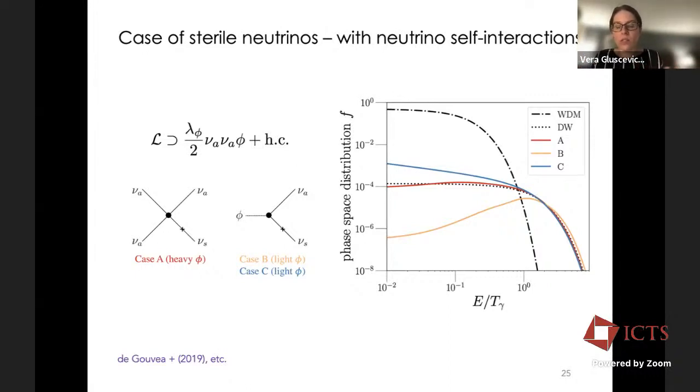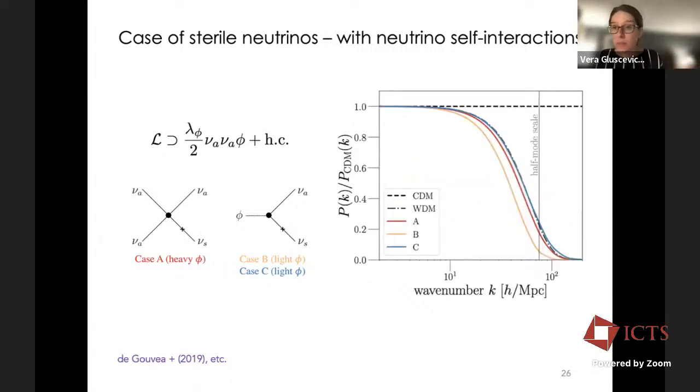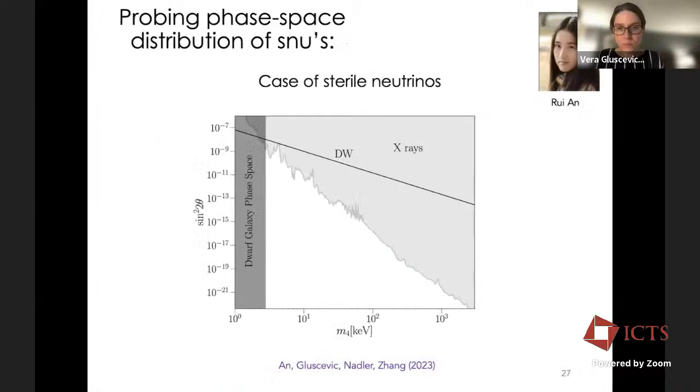So now the good news is we can take in these phase space distributions and model them using Boltzmann solvers. And then we can ask the question, what is the structure formation in these models? What does the linear matter power spectrum look like? Different phase space distributions boil down to different free streaming of these sterile neutrinos that actually produce a cutoff that looks like this, much like what we've seen in warm dark matter scenarios.